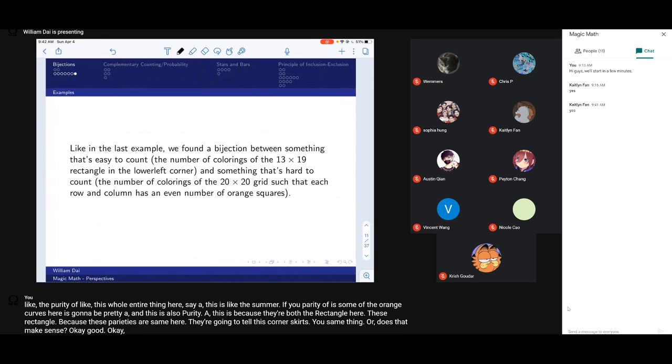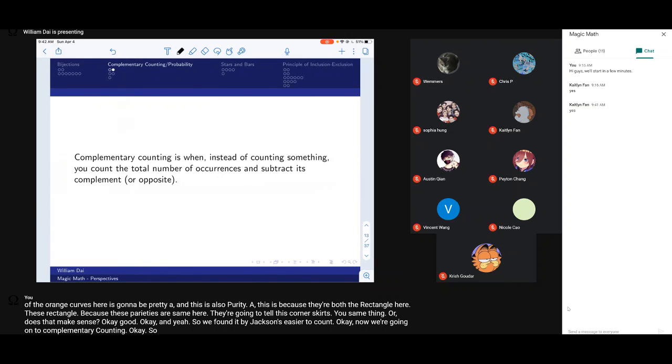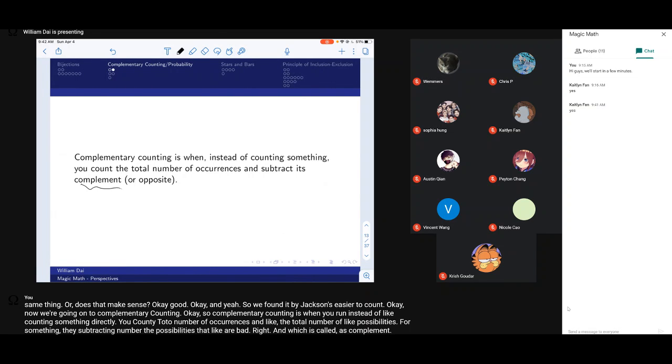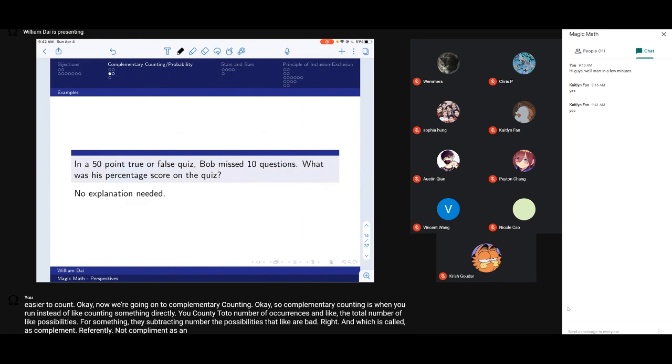Okay, and so we found a bijection is easier to count. Okay, now we're going on to complementary counting. Complementary counting is when instead of counting something directly, you count the total number of possibilities for something, and you subtract the number of possibilities that are bad. It's called complement with an E, not complement as in complimenting someone.